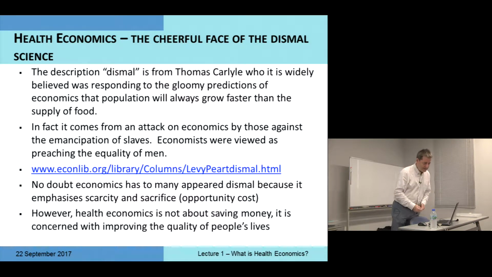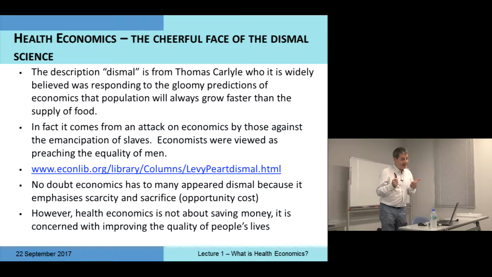But I should stress that while it's true that economics does emphasize opportunity cost, the benefits we forego if we take an alternative course of action, it's really important to emphasize that health economics is nothing to do with saving money. It's not at all anything to do with saving money. What health economics is concerned with is improving the quality of people's lives.